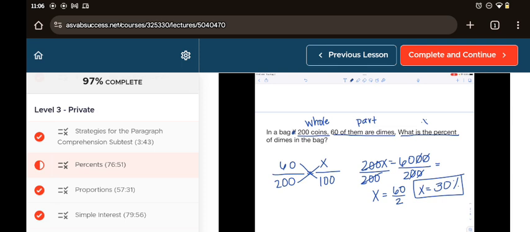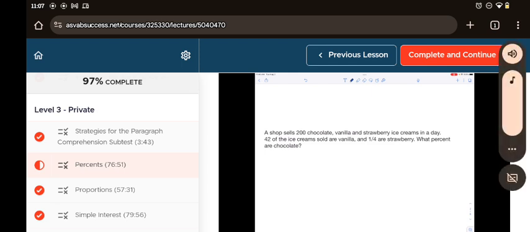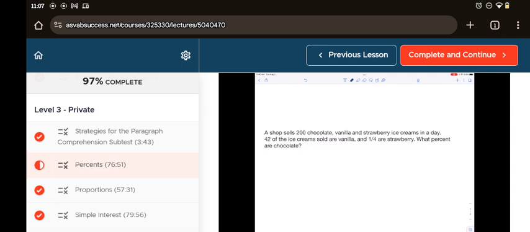If you're ready, let's go ahead and level up and let's do something that's a little more difficult. All right, so in this next question, this is a little more challenging because this has a fraction in it, okay? So let's see what the question says. A shop sells 200 chocolate, vanilla, and strawberry ice creams in a day. 42 of the ice creams sold are vanilla, and 1/4 are strawberry. What percent are chocolate?